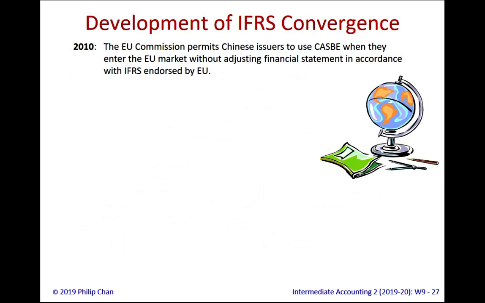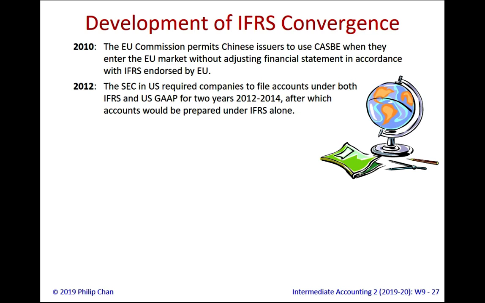And then in the same year, the European Union's commission permitted Chinese issuers, Chinese companies, to use CASBE when they enter the European market, without adjusting financial statements in accordance with IFRS as endorsed by the EU. And then in 2012, the Securities and Exchange Commission in the United States required companies to file their financial statements under both IFRS and US GAAP for two years, 2012 up to 2014, after which financial statements would be prepared under IFRS alone. That's what they wanted to do.